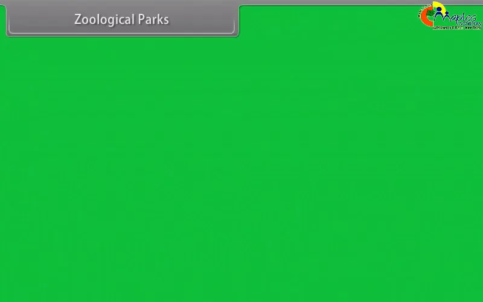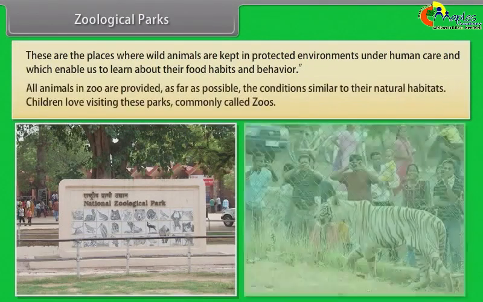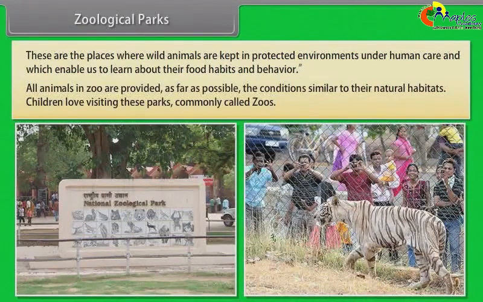Zoological Park: these are the places where wild animals are kept in protected environments under human care, which enable us to learn about their food habits and behavior. All animals in zoos are provided, as far as possible, conditions similar to their natural habitats. Children love visiting these parks, commonly called zoos.